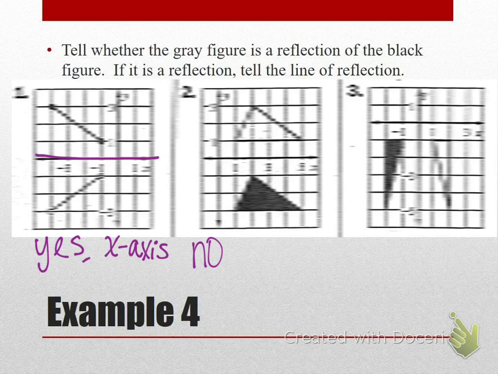What about the last one? Yes, I agree that is a reflection. What is our line of reflection? The y-axis. Good.